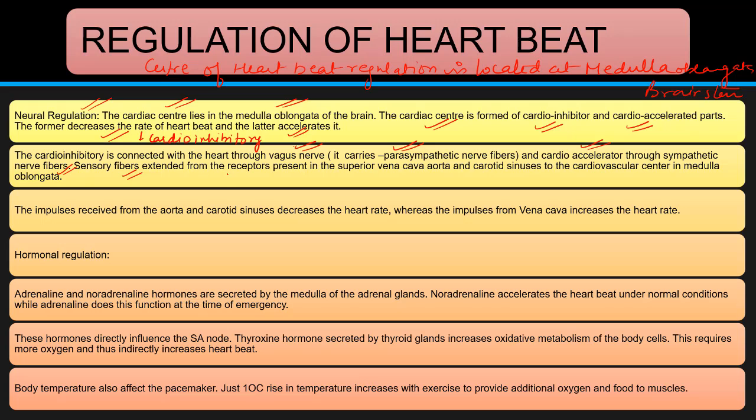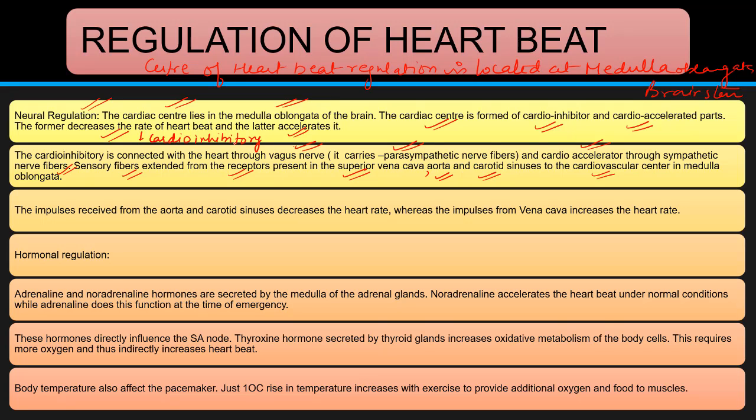Sensory fibers extend from the receptors present in the superior vena cava, aorta, and carotid sinus to the cardiovascular center in the medulla oblongata. So the nervous control says the cardiac center, that is the neural center which regulates the heartbeat, is found in the medulla oblongata of the brain. It can moderately influence the cardiac function through the autonomic nervous system. The cardiac center has two units, cardio-accelerator and cardio-inhibitory.